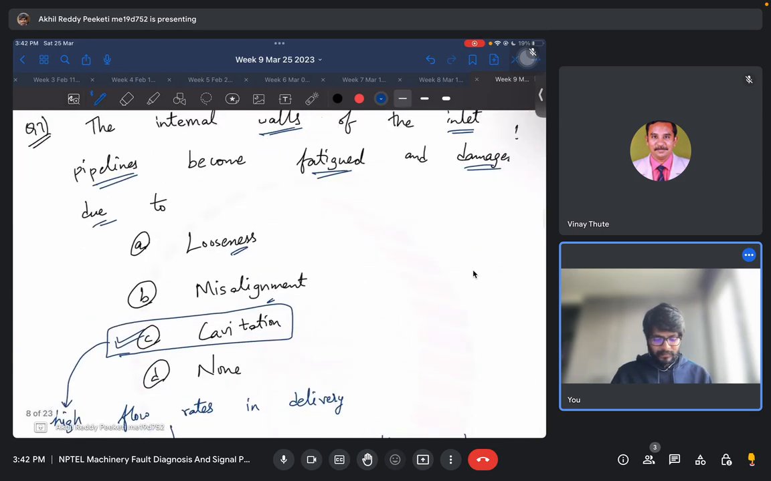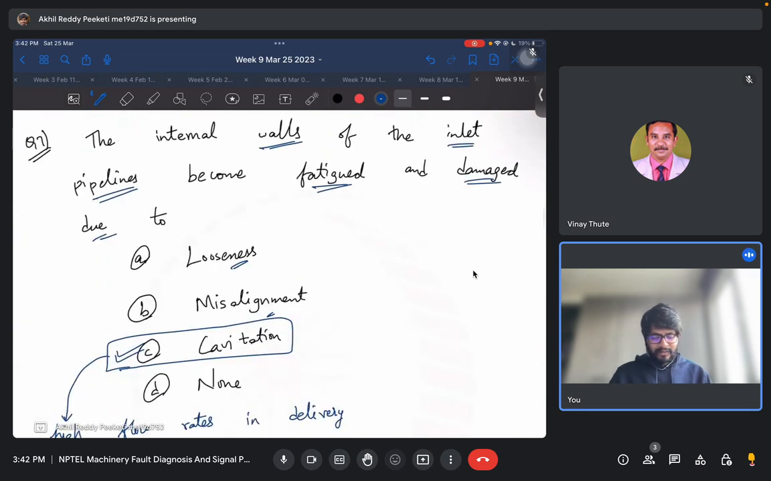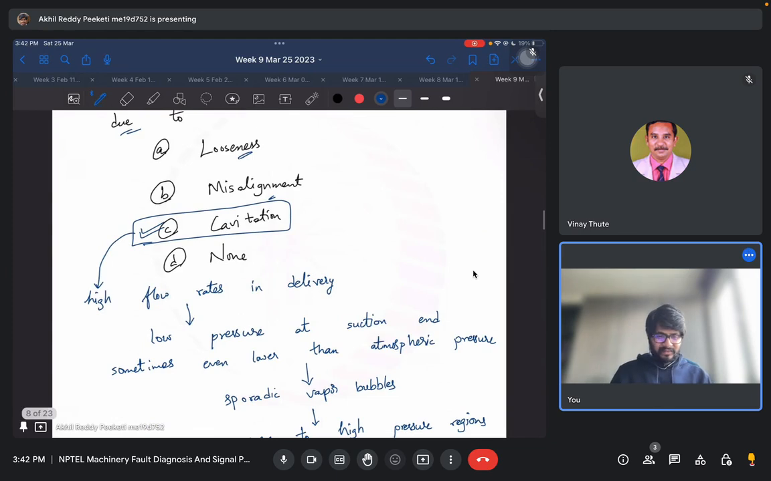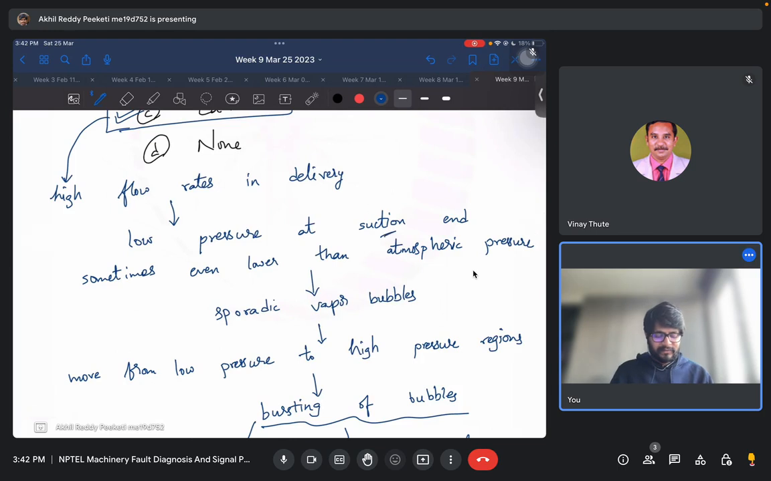Next, the internal walls of the inlet pipelines become fatigued and damaged due to. So the internal walls of the inlet actually get damaged due to cavitation, which occurs in situations where you have very high flow rates on the delivery side, that is basically at the outlet, which in turn generates very low pressures at the suction side, because of the high flow rates. Now if the pressure gets so low that it is lower than the atmospheric pressure, then it forms sporadic vapor bubbles, random vapor bubbles, which move from low pressure to high pressure regions in the inlet itself.